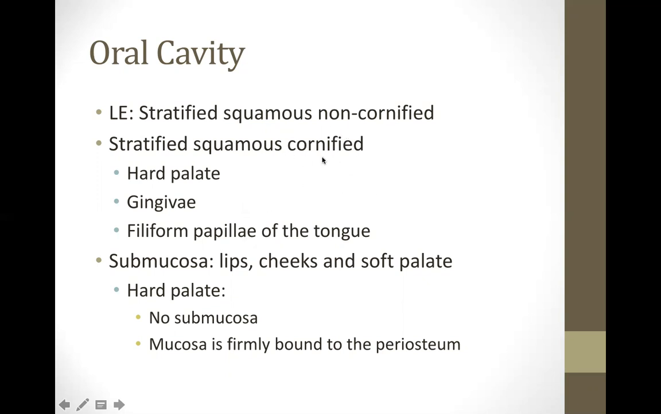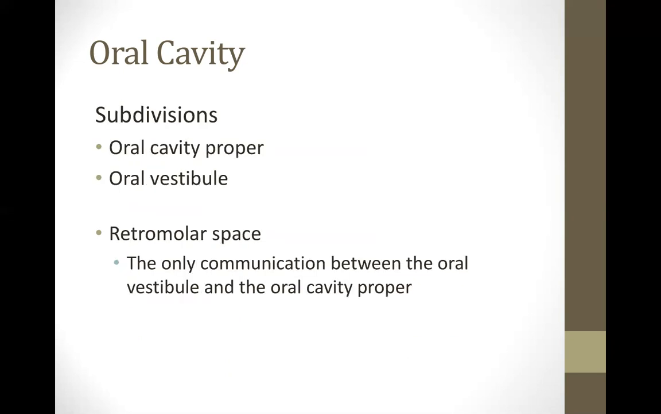Okay, at the submucosa of this oral cavity, you will find the lips, the cheeks, and the soft palate. But for the hard palate, there is no submucosa, and the mucosa of the hard palate is firmly bound to the periosteum. Nakadikit sa buto, kaya nga hard palate sila. Okay? The oral cavity is divided into two: the oral cavity proper and the oral vestibule. The communication between those two is what you call the retromolar space.